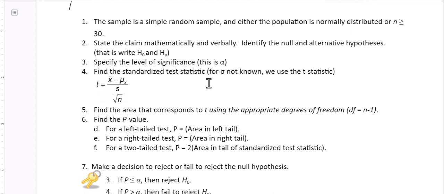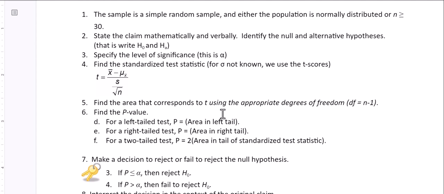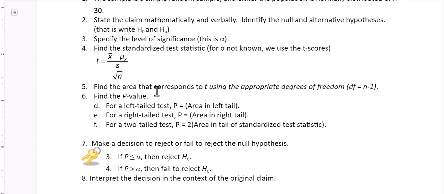But because we don't know sigma, we're going to use our standardized statistic, which is going to be the t distribution, so that should be the t scores, not t statistic, t scores. And we're going to use the degrees of freedom corresponding to the size of the sample. Remember, the degrees of freedom are n minus 1. Whatever the size of the sample is, minus 1.